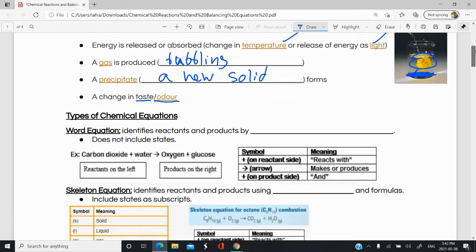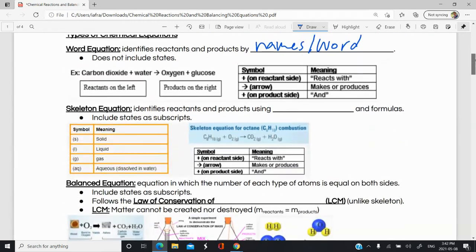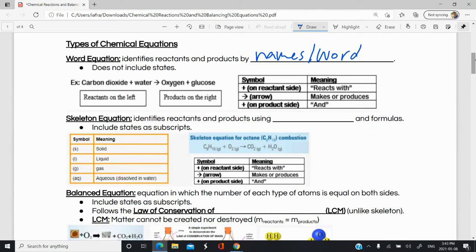And we saw there are different types of chemical equations. Word equations identify the reactants and products by names or words, and we don't use states for these typically. We saw that there's a skeleton equation where you use symbols and formulas instead, and there you can use the states as subscripts. In the word equation, we didn't use the states.